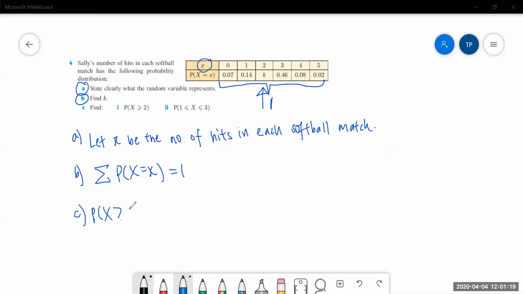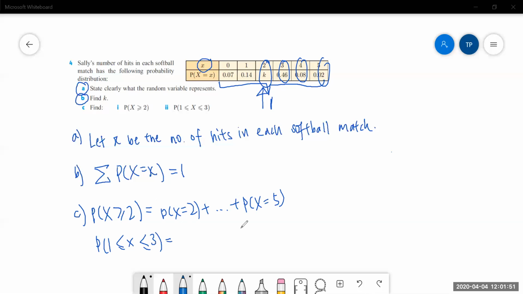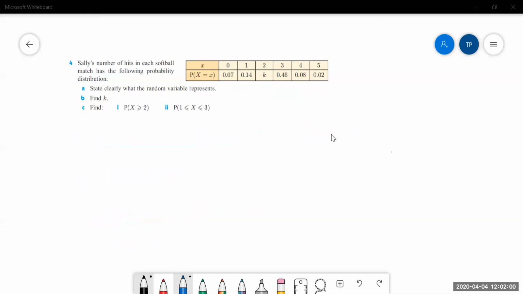Probability of x greater than or equal to 2. You look at 2 onward, from 2 to 5. So you just need to add probability of x equals 2 plus all the way to probability of x equals 5. Okay, how about probability of 1 to 3? So you just look at 1, 2, and 3, right? Yeah, correct. So very easy. Okay, I can move on already. Means you didn't forget what we learned the other day.